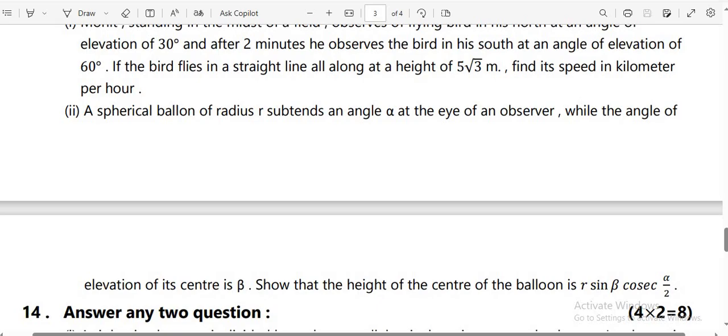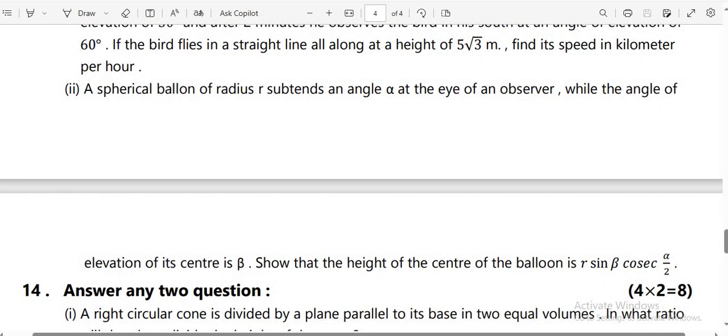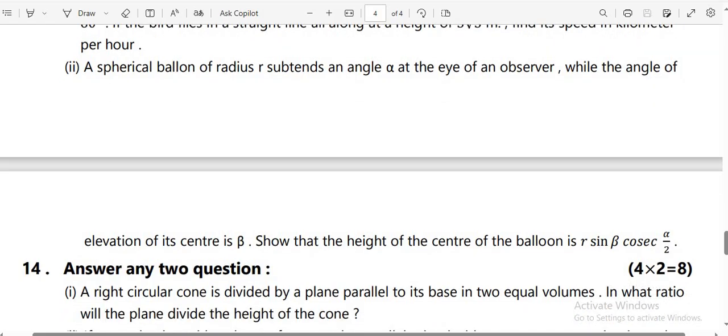Answer any two questions. 4 into 2 is equal to 8. Each question carries 4 marks. 1. A right circular cone is divided by a plane parallel to its base into two equal volumes. In what ratio will the plane divide the height of the cone?